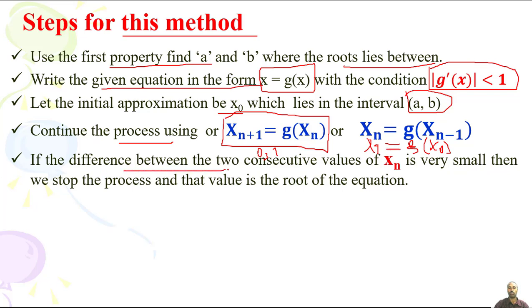If the difference between two consecutive values of x n is very small, then we stop the process, and that value is the root of the equation. If the successive approximations are almost similar, you may stop the iteration at, for example, the fourth decimal or fourth significant digit, but the difference should be very small.